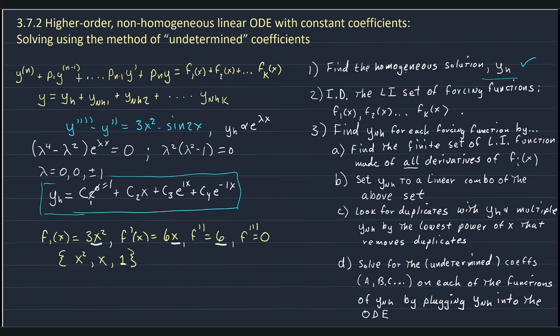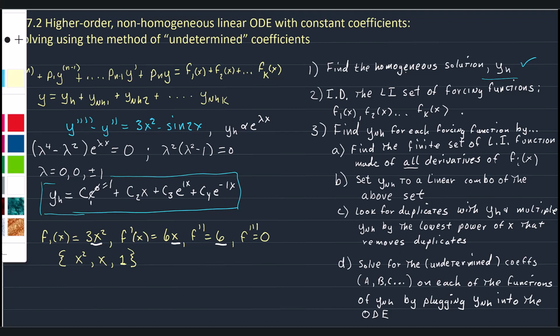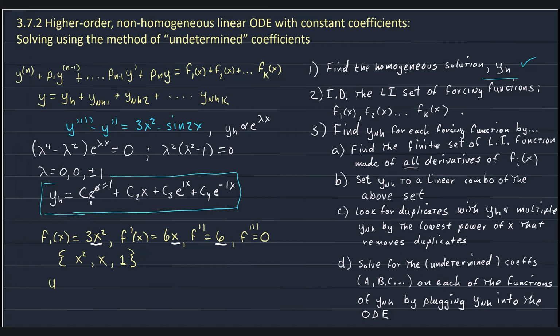And then, the next thing we do is we hypothesize that the non-homogeneous solution for our first function is a linear combination of those three functions, x squared, x, and then 1. So we've taken all possible derivatives of this forcing function because we know that the solution is made up of derivatives, and so we're going to hypothesize that the solution is indeed a linear combination of the derivatives of this function.